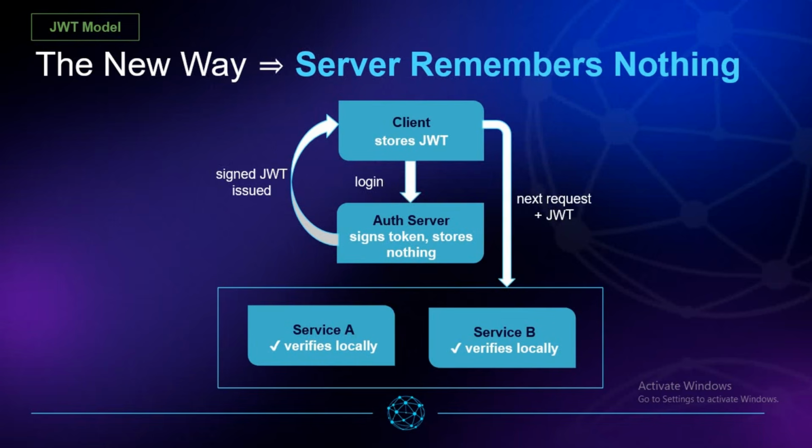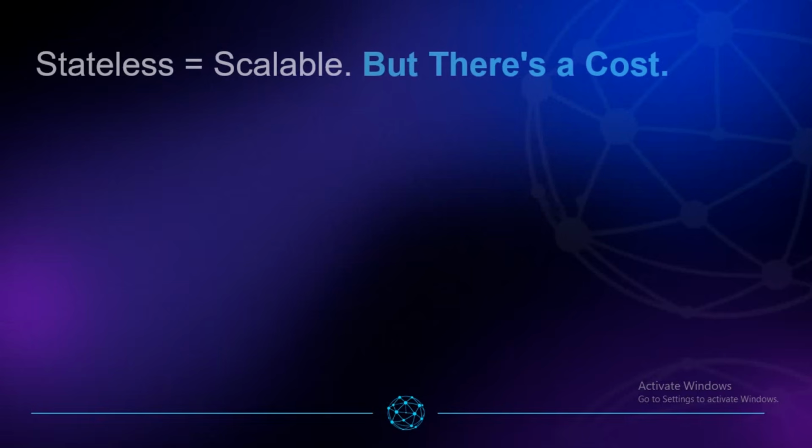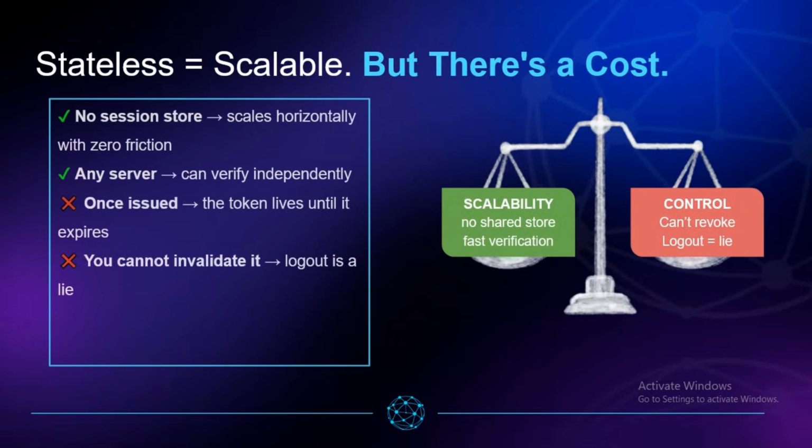But this comes with a trade-off that most tutorials don't talk about, and this is important, write it down. JWT is stateless by design, and stateless means you can't invalidate a token after you've issued it. Once you sign a JWT and hand it to a client, that token is valid until it expires. Full stop. You have no server-side record to delete, you have no session to kill. If a user clicks log out and you delete the token from the client, that token is still cryptographically valid. Anyone who has a copy of it can still use it.